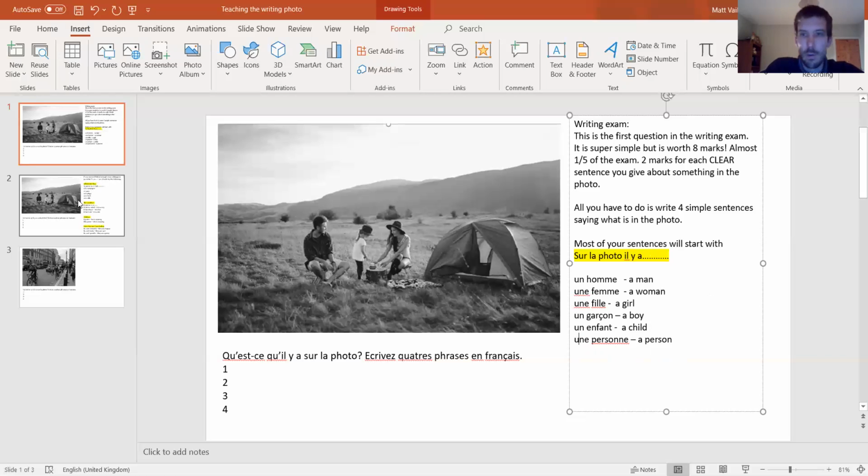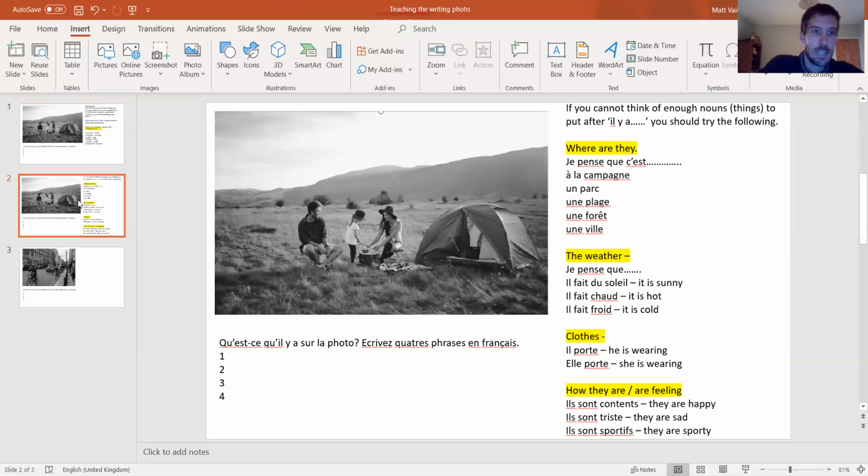Okay, and then we'll have a little look now at how we could perhaps think of a tweak we could do to this to make it easier to do our 4th sentence. So if you cannot think, or if you don't quite have enough of the nouns that can go after il y a, so there is a this, there is a that, okay, there are other options you could try. Okay, so these are the things that I always get students to try and think of.